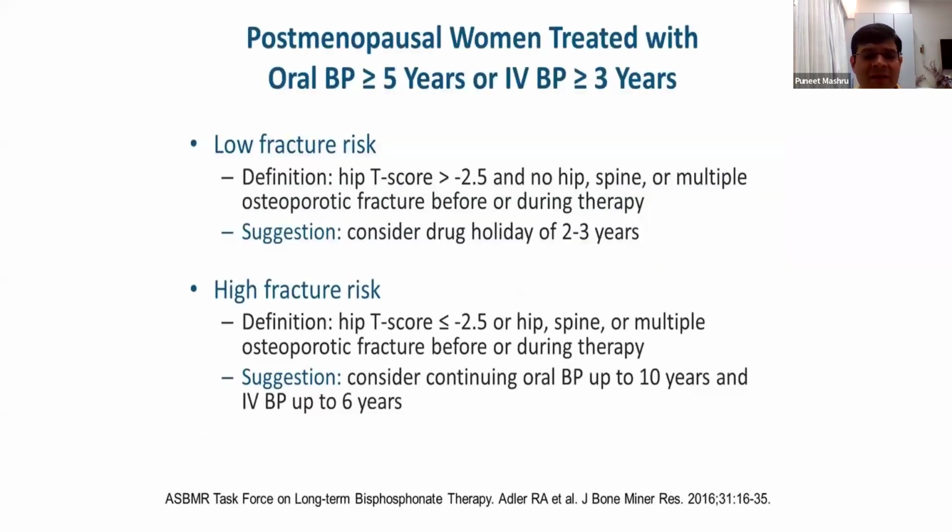So how do we reduce this risk? That is why we should give something known as a bisphosphonate holiday. If somebody has a low risk of fractures, by definition a hip T-score of more than minus 2.5, whether they have gone from osteoporotic to osteopenic, and if they have not had any fractures before or during therapy, then one can consider a bisphosphonate holiday for 2 to 3 years. If they have a hip fracture, they have a high risk of fractures, then one may consider continuing it up to 10 years for oral bisphosphonates and up to 6 years for IV bisphosphonates.